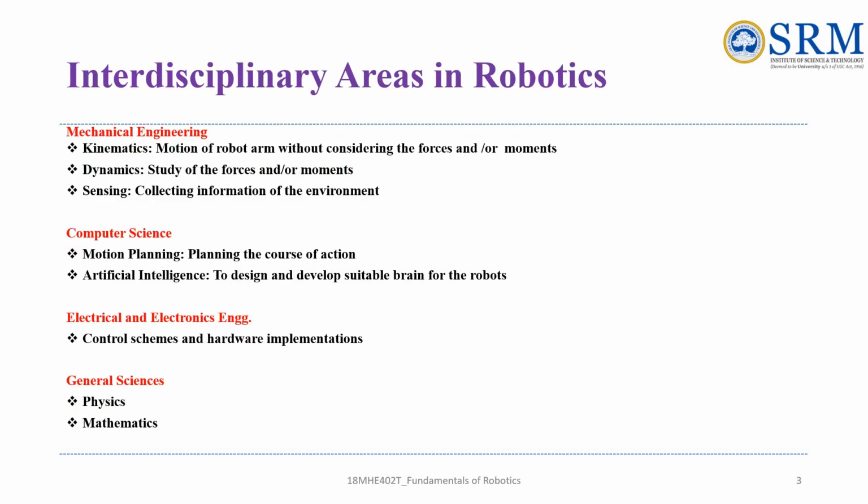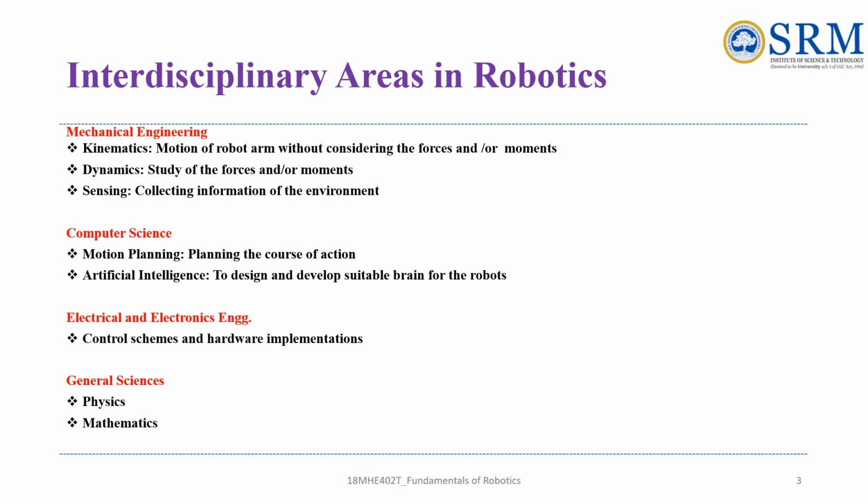So next, what are the interdisciplinary areas in robotics? We have different fields working together. First is mechanical engineering. This deals with how robots move, that is kinematics, and what forces they experience, that is dynamics. It's like understanding their physical abilities. Next is computer science. It's all about planning the robot's movements. So here comes motion planning and making them smart, that is artificial intelligence, to decide what to do.